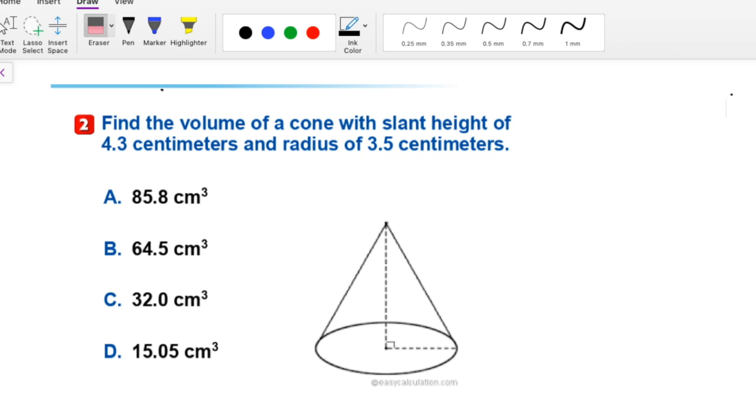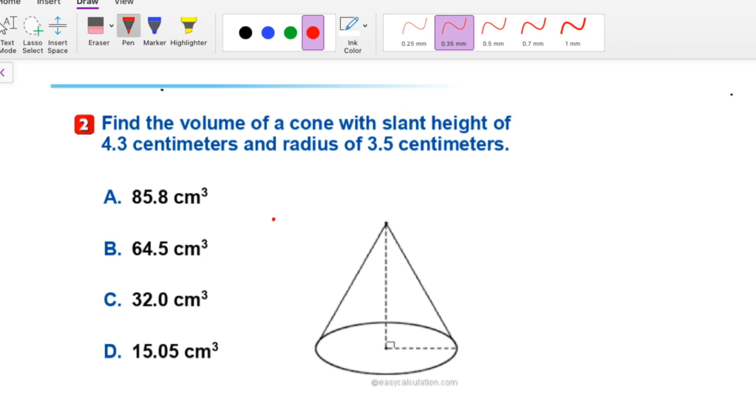Alright, so for this next problem, it says, find the volume of a cone with slant height of 4.3 centimeters and a radius of 3.5 centimeters. Alright, I know these type of problems throw a lot of people off, so if you're one of those people who finds this problem to be a little more challenging, all I ask is that you pay attention, and I guarantee you won't find this problem hard anymore. Alright, so how do we do this? We might be asking ourselves.